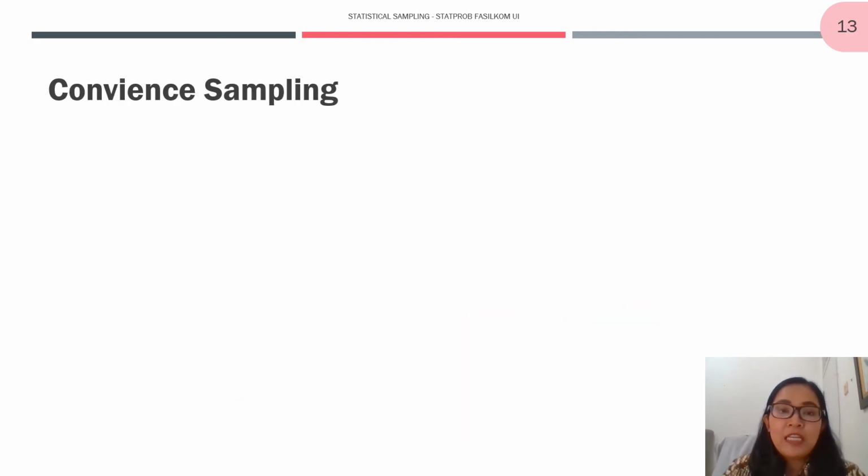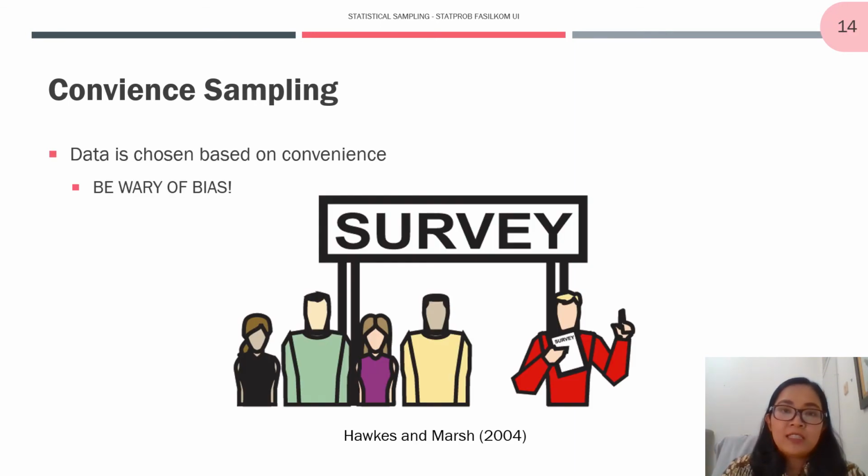Finally, we have convenient sampling. By its name, this method is very convenient. So convenient sampling is what happens when someone is standing in front of the door and gives out a survey to everyone that goes by. The data that you take is chosen based on convenience, whoever is there, whoever you can meet. This is the simplest method, however, be wary of bias because it's not very random.